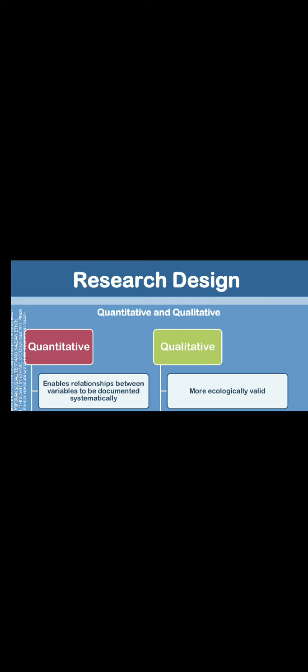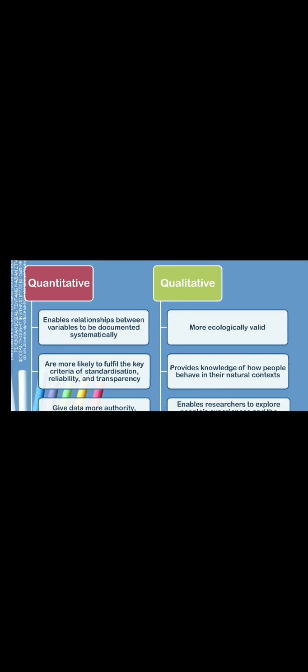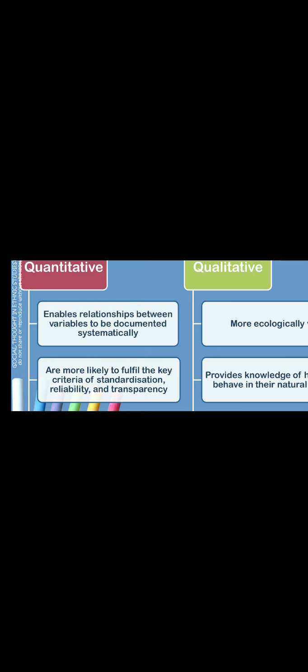So quantitative methods have certain characteristics. It enables relationships between variables to be documented systematically. It is more likely to fulfill the key criteria of standardization, reliability, and transparency, which were the standardization aspects we just mentioned a while ago. Therefore, it gives data seemingly more authority. Especially when we publish this in the newspaper, we look at pie charts and so on and so forth, and the media tends to enjoy quoting these.